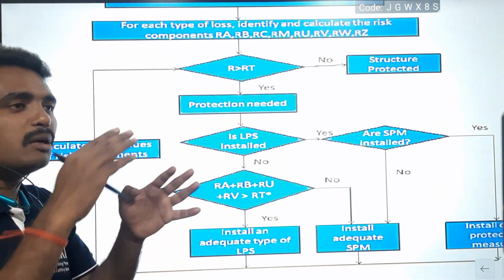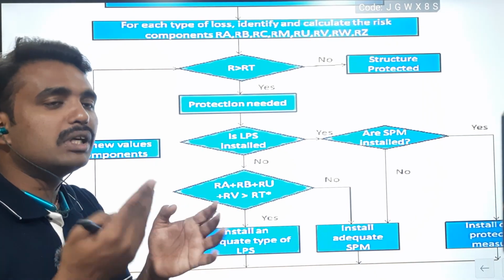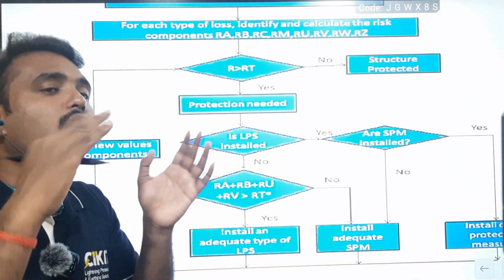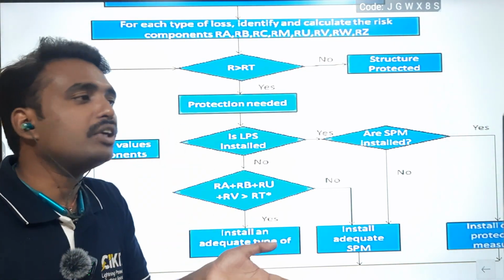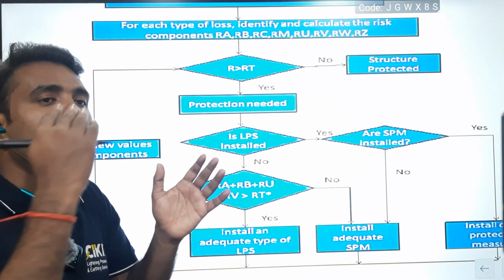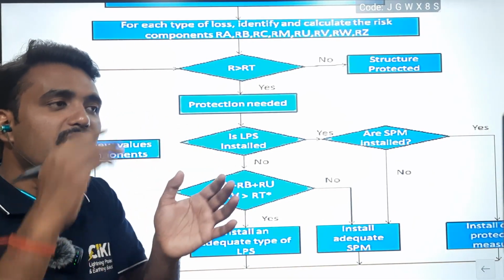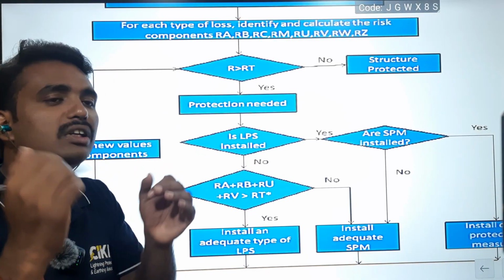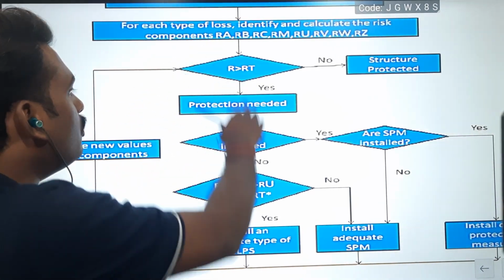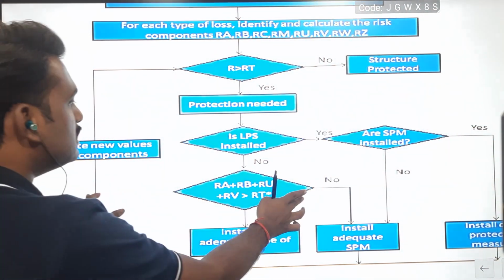Because if you take RA, the power line parameters won't be considered. But if you take RU, the power line parameters will be considered. So if the risk value is higher in RU, then we have to consider the protection measures related to the power line and the data line. By incorporating the protection measures related to the power line and data line, we can reduce the value of RU, thereby reducing the value of R1. So we have to repeat this cycle till the value of R becomes less than RT. That is the ultimate aim.